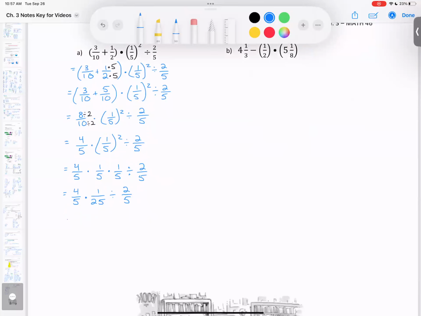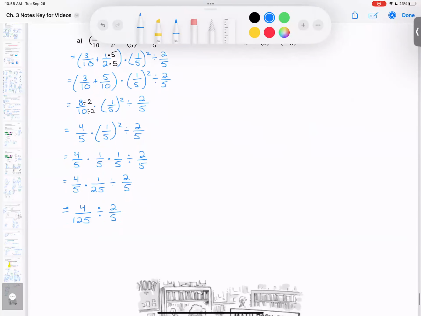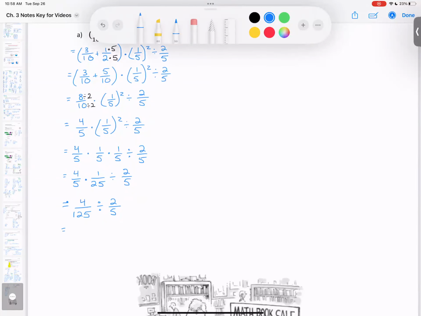Now we can do 4/5 times 1/25. So I don't see any way to cross simplify that. So I'm just going to do top times top over bottom times bottom. So 4 times 1 gives me 4. And 5 times 25 will give me 125. So now we have that divided by 2/5. So now we just have that division left. So with division, we're going to flip and then we can multiply. So that's going to become 5/2.